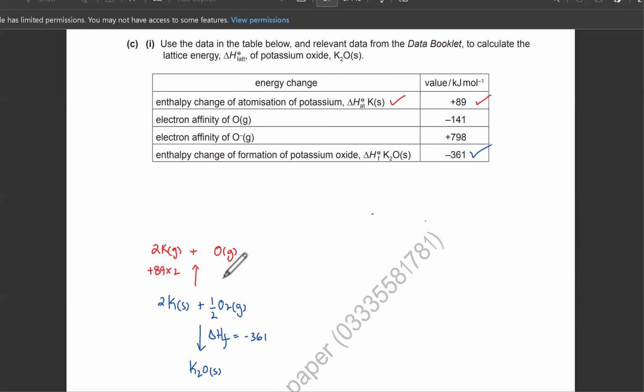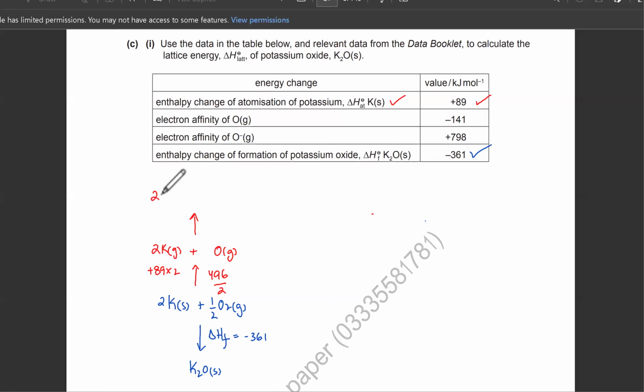Anyone? They gave me the enthalpy of the bond breaking? Yeah, you're breaking the bonds, right? You're breaking the oxygen-oxygen bond. Half moles of them. So the oxygen-oxygen bond energy is given in the data booklet. So that's 496. And you're breaking half moles of it. So that's 496 divided by 2. So that's the bond energy divided by 2. And then you're going to ionize them.